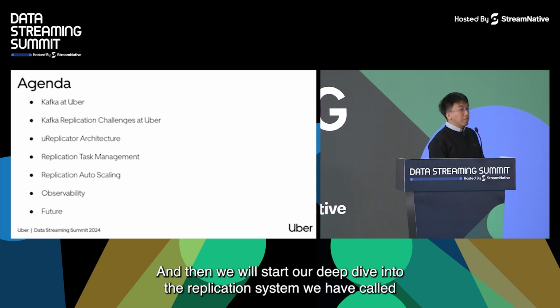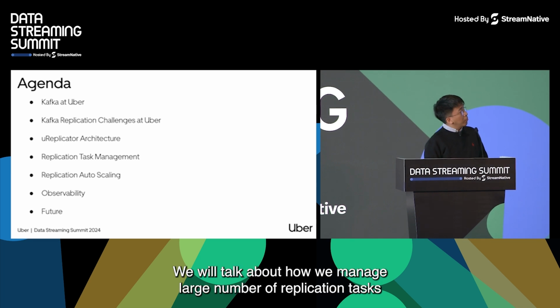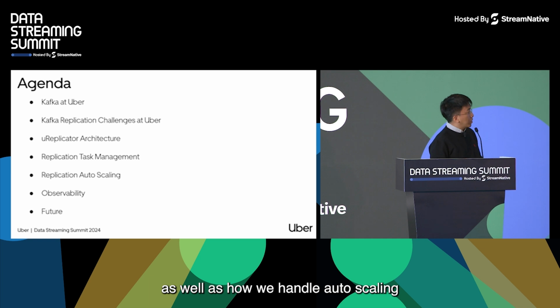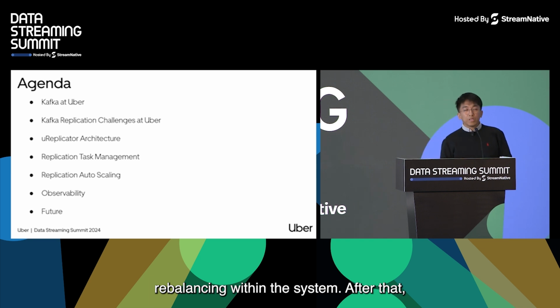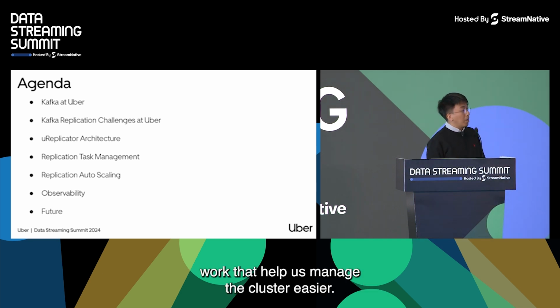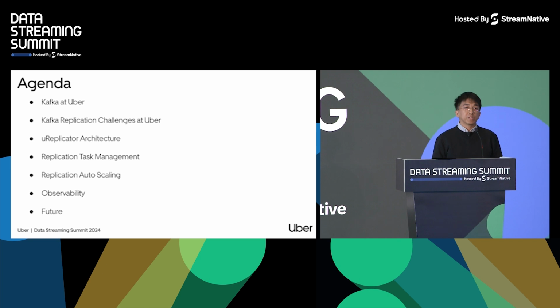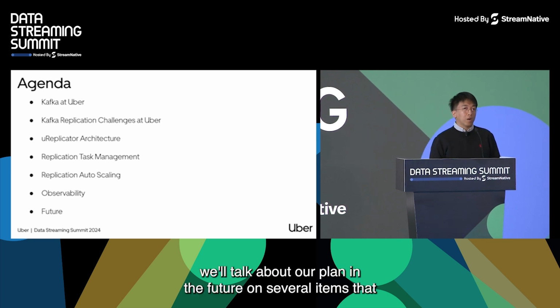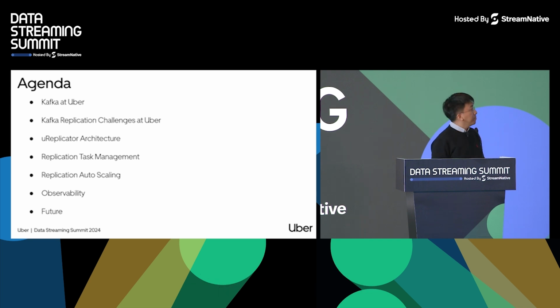And then we will start our deep dive into the replication system we have called uReplicator. We will talk about how we manage large number of replication tasks, as well as how we handle auto-scaling, rebalancing within the system. After that, we will talk about some work that we have done in the observability world that help us manage the cluster easier. At the end, we will talk about our plan in the future on several items to improve the system.